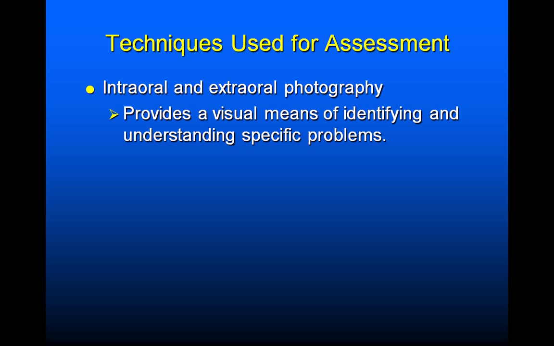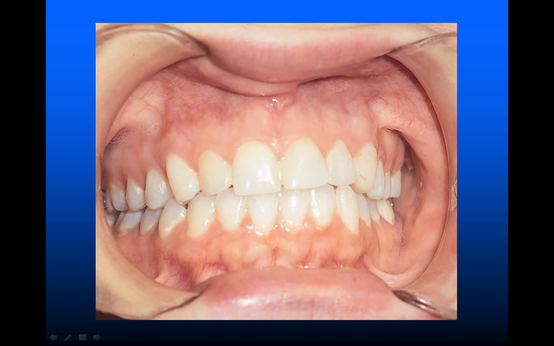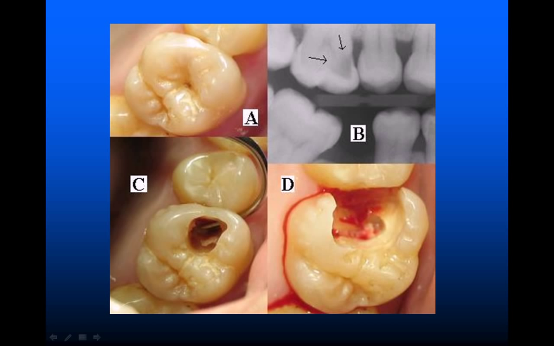Intraoral and extraoral photographs are another means of assessment. Here is an example of an intraoral photograph. This patient has cheek retractors in place, which allows a larger area of oral tissues to be photographed. Typically, you see pictures like this taken in orthodontics. In this slide, you're seeing a combination of intraoral images and an X-ray.